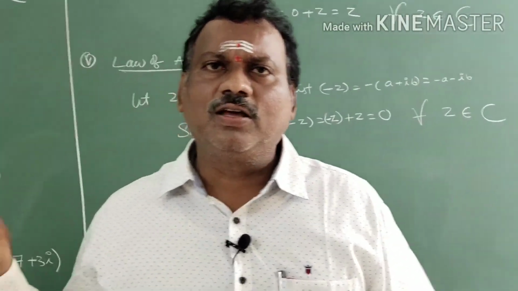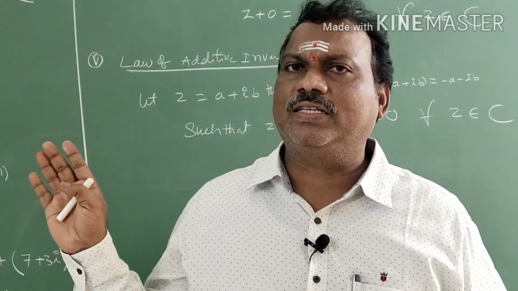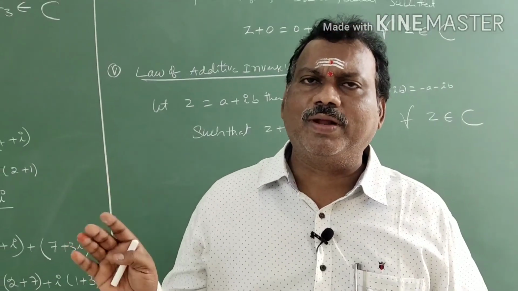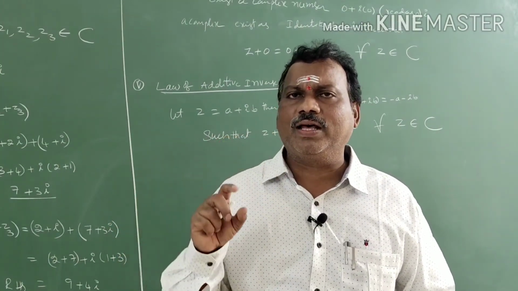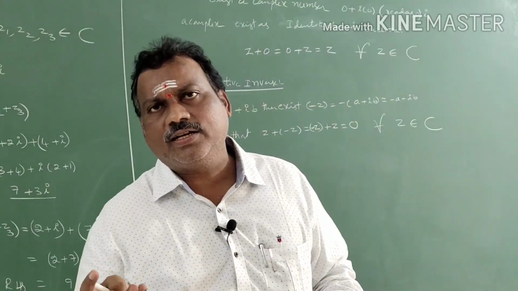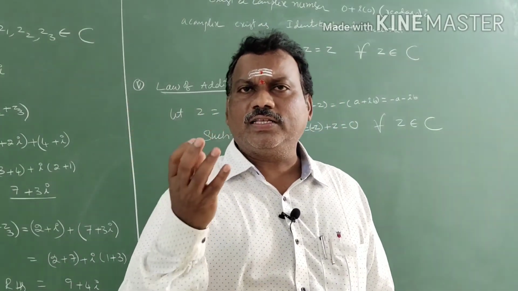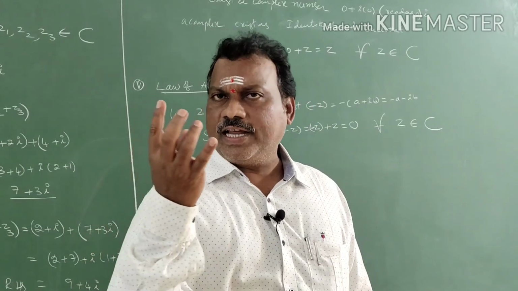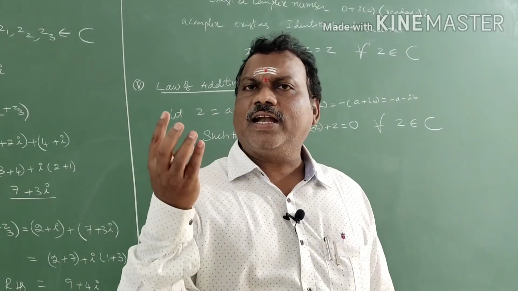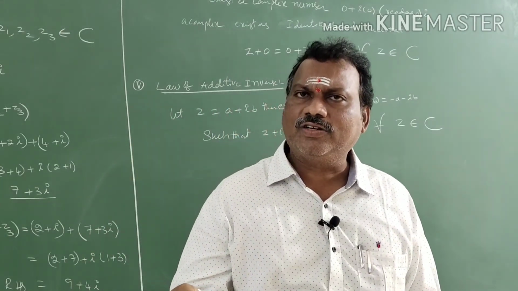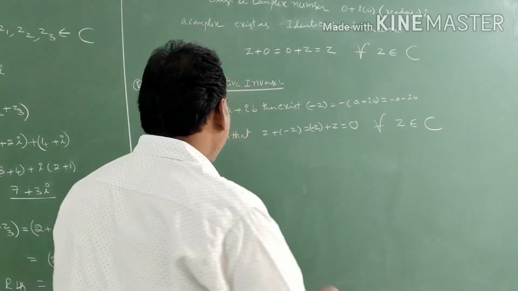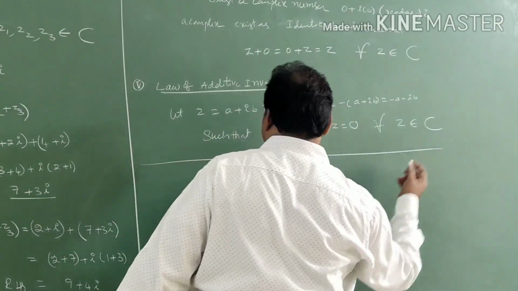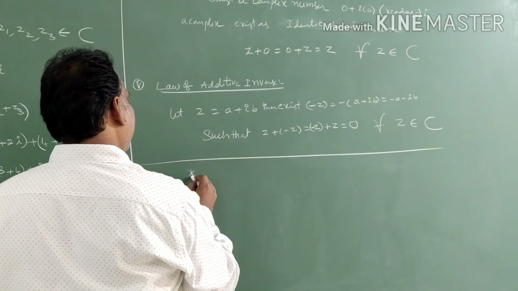All these rules are because we are discussing only addition. So you remember it: the addition of complex numbers satisfies closure, commutative, associative, identity, and inverse properties. Clear, students? Right.